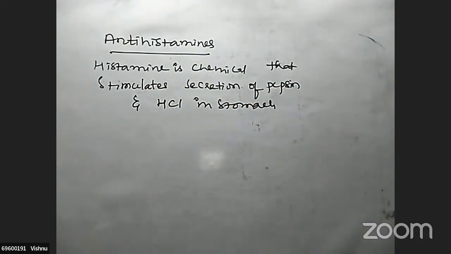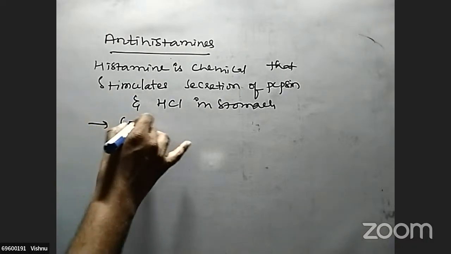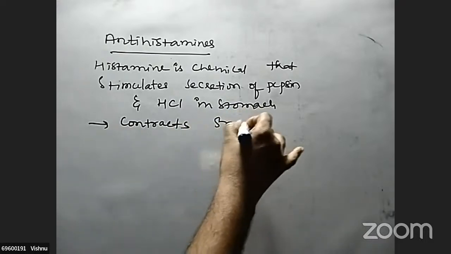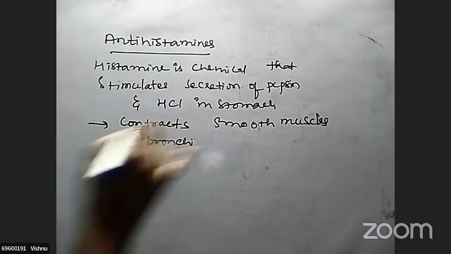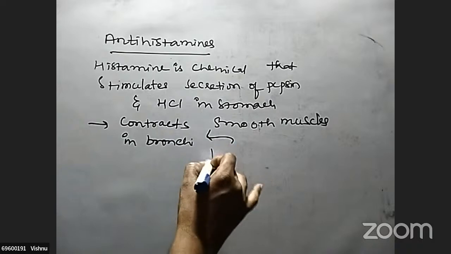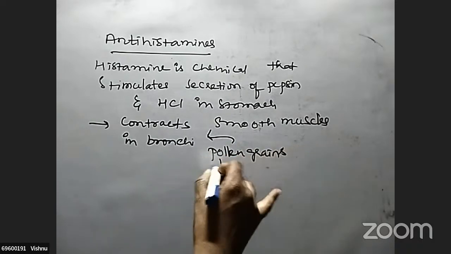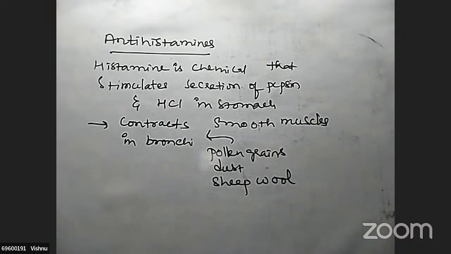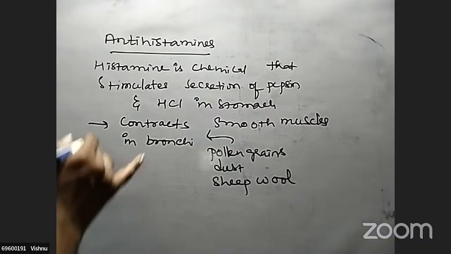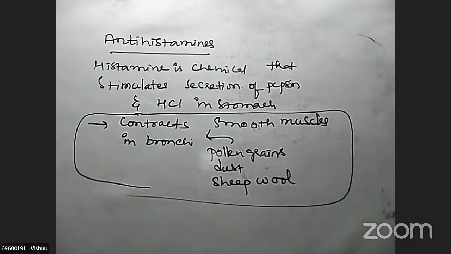This is the nature of histamine. It also contracts smooth muscles in the bronchi. Why does it contract smooth muscles in the bronchi? To prevent irritating substances from outside, like pollen grains, dust, or sheep wool, from entering. These entering the bronchi can be prevented by histamine, which contracts smooth muscles of the bronchi and also the gut. Because of the production of excess histamine, respiration problems take place, mainly in asthma patients. Respiration is restricted, so that can be prevented by using antihistamine drugs.